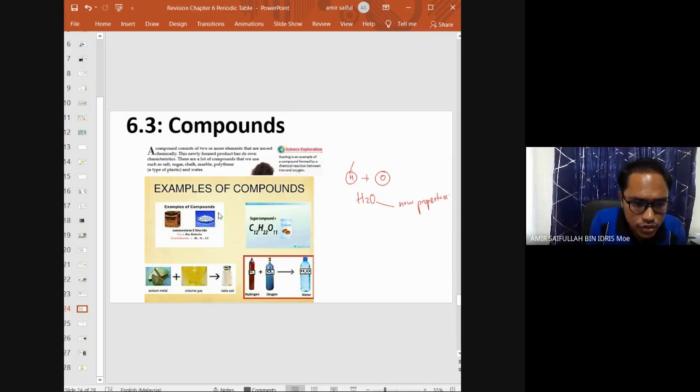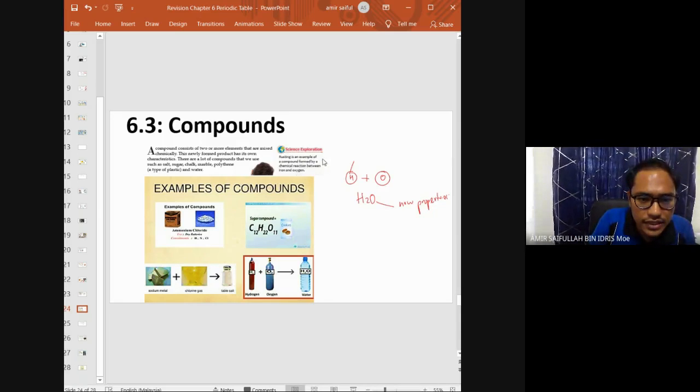Okay, so examples of compound like this. Aluminium chloride, we got aluminium and chlorine. Sugar is carbon, hydrogen and oxygen. Water, hydrogen and oxygen. Table salt, sodium chloride. We have sodium, which is a metal, plus chlorine gas. It forms a salt that we can eat.